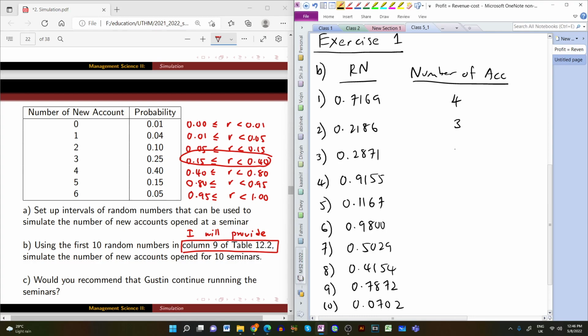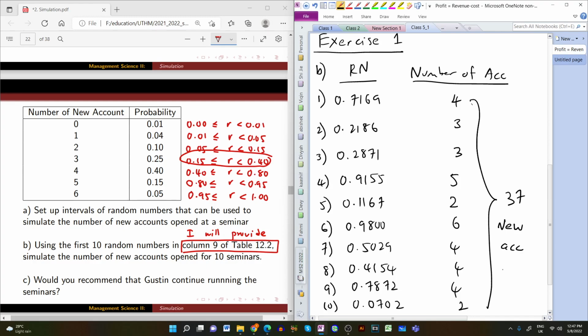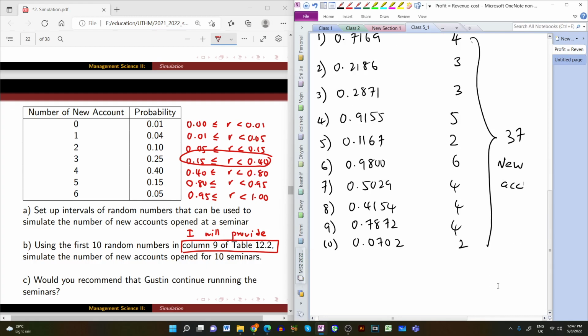So if you compute all, you should get 3 here, 5 here, 2 here, 6 here, 4, 4, 4, and 2. So all together, you get 37 new accounts. Would you recommend Gustin continue running the seminar?